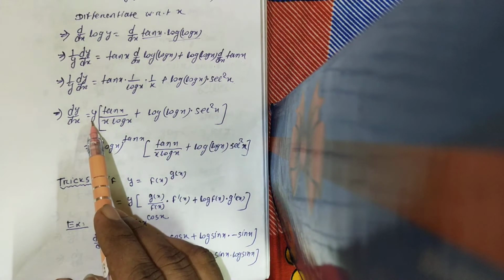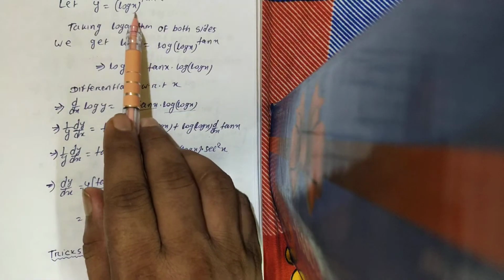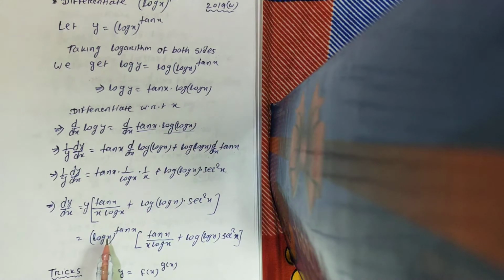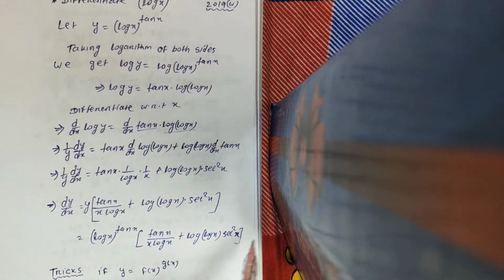Now in place of y we can put y is equal to (log x) to the power tan x. So here, in place of y I put (log x) to the power tan x, whole into tan x by x log x plus log of log x into sec square x. This is the answer.